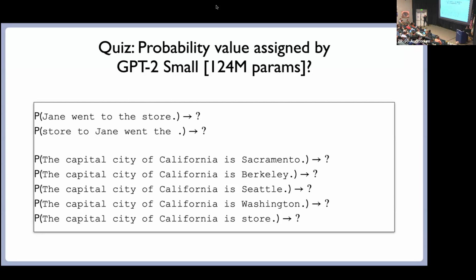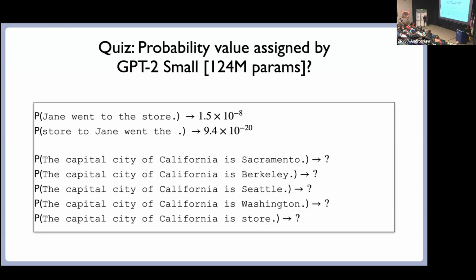So let's look at the first sentence. It assigned 1.5 times 10 to the minus 8 to the first sentence. Even though this is a probable sentence, the value is very small. This is because there are so many possible text sequences out there, so your denominator is really big. That's why the score is low, but it's still much higher than the second sentence, which is getting a much tiny score because this sentence does not make any sense.